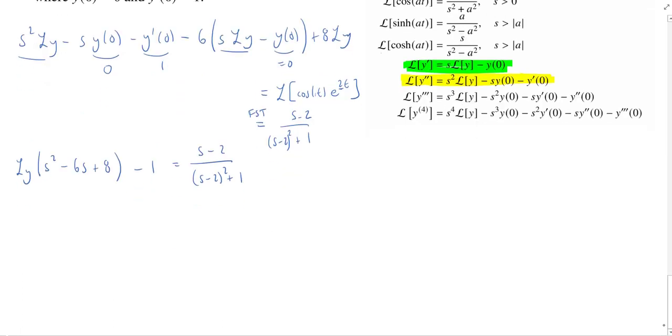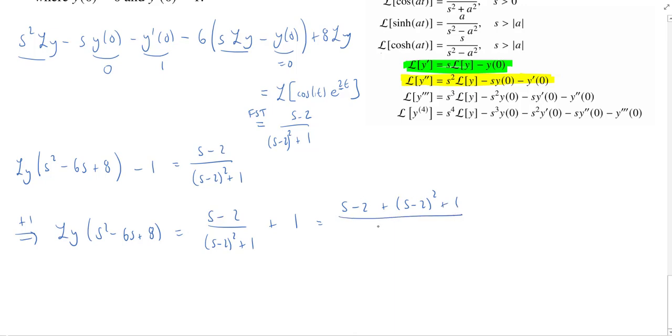Okay, well, again, we're trying to solve for L of y. So I'm going to add 1 to both sides. So I have s minus 2 over the square of s minus 2 plus 1, plus 1. And yeah, you know what? Why don't I just put this all together as one fraction? So this will become s minus 2 plus s minus 2 squared plus 1 over s minus 2 squared plus 1.